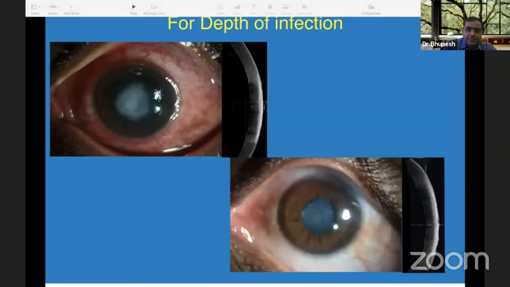And also for depth of infection, because many times we are planning for DALK, or we are planning for collagen cross-linking or PDAT, recent advances in microbial keratitis. Then exact measurement of microbial keratitis and for follow-up, this is very important to have a clear-cut demarcation of infiltrate, and the OCT actually helps in that particular study.